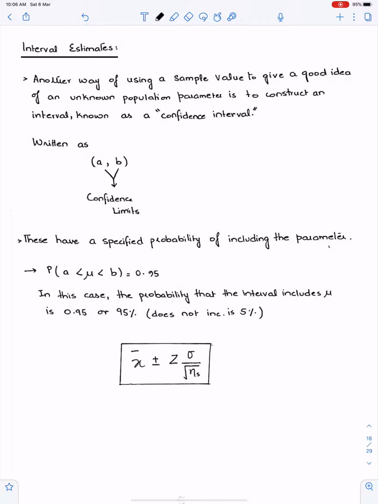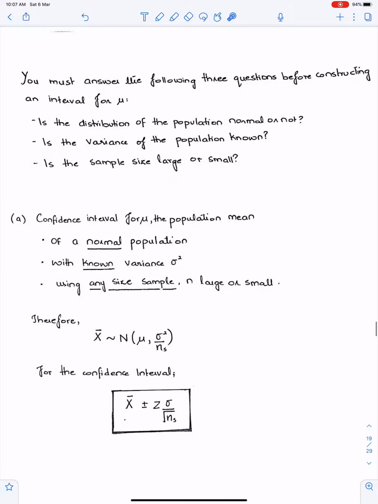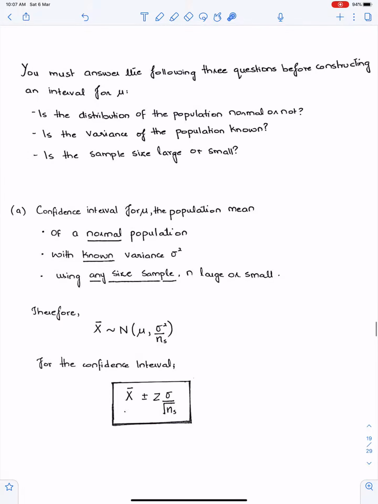This is sample mean. So in this formula, this means sample mean. This is the normal distribution variable, standard normal variable, sigma and n. We will discuss this formula in detail later in this lecture. You must answer before constructing confidence interval.